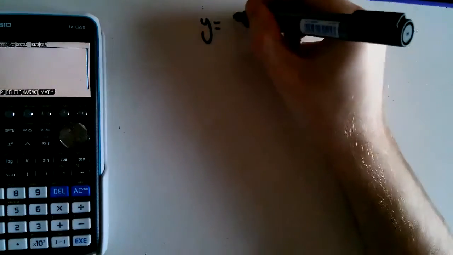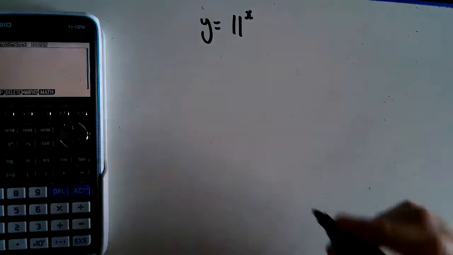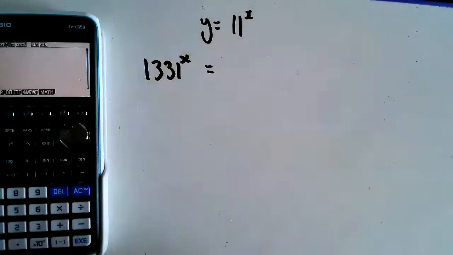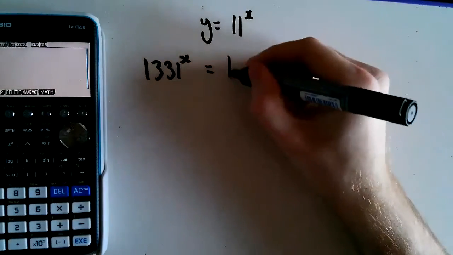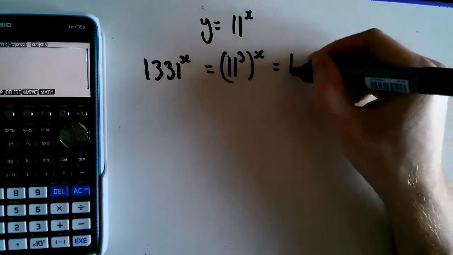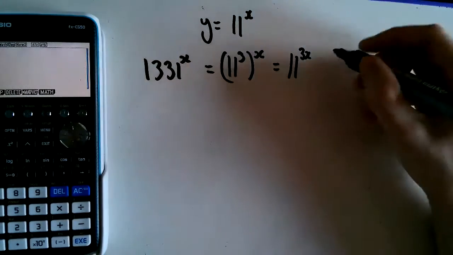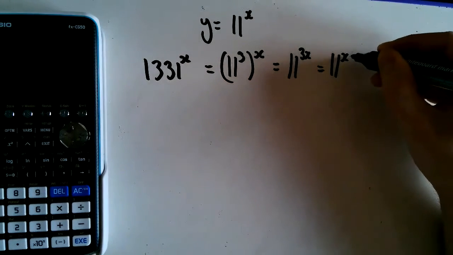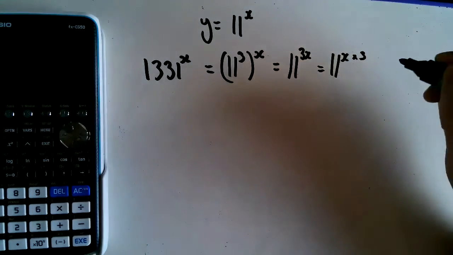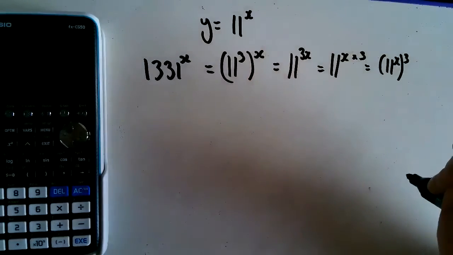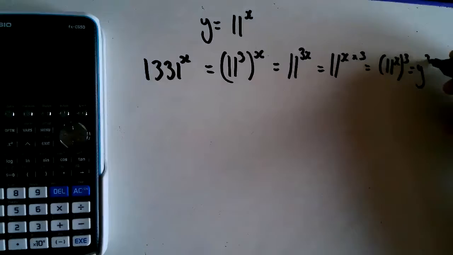Okay, starting number 2. So we have y is 11 to the x, and we want 1, 3, 3, 1 to the x. Well, if you play around with powers of 11, you get that that's 11 cubed to the power x, and put it in brackets, times the powers, so 11 to the 3x. And again, 3x could be written as x times 3. Here, just write x3. Remember, times means brackets of powers. So that's just y cubed.